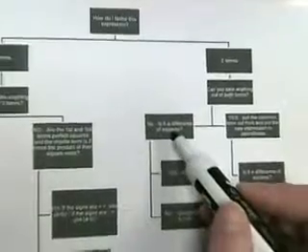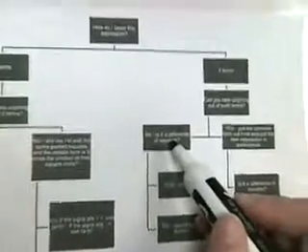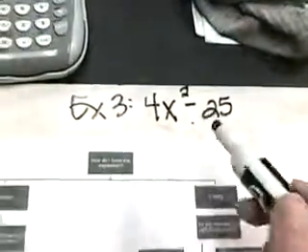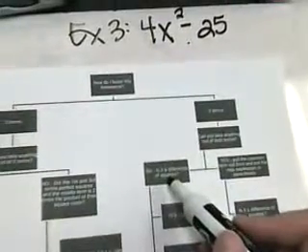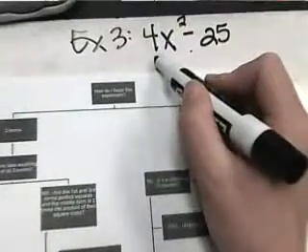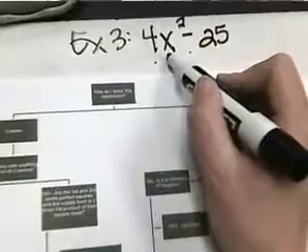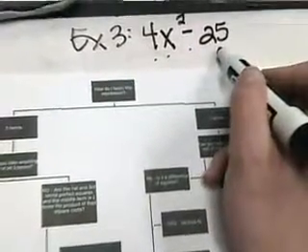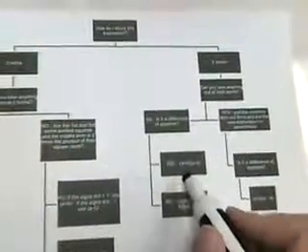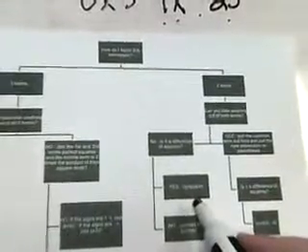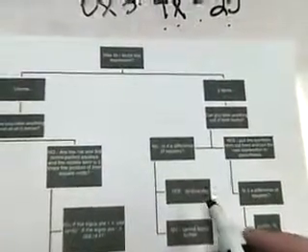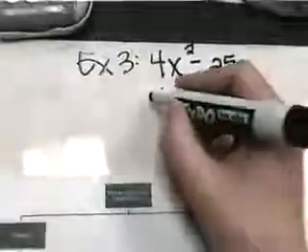So then it says, is it a difference of squares? Remember, that means that it is a subtraction problem. Well, ours is. And then it means, are they both perfect squares? Well, 4 is a perfect square, x squared is a perfect square, and 25 is a perfect square. So yes, it is. And it shows us that the pattern should be a plus b, a minus b. Okay?